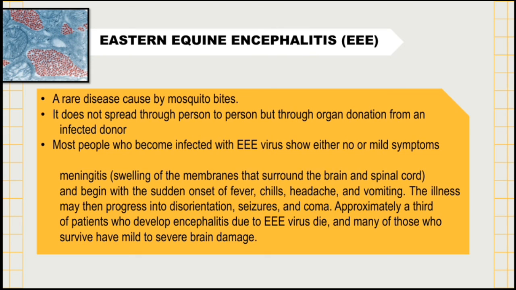and begin with the sudden onset of fever, chills, headache, and vomiting. The illness may then progress into disorientation, seizures, and coma. Approximately a third of patients who develop encephalitis due to Eastern equine encephalitis may die, and many of those who survive have mild to severe brain damage.